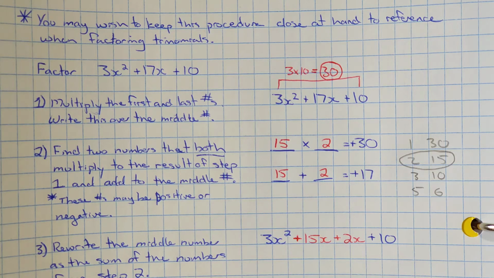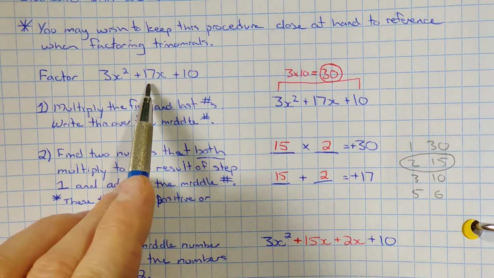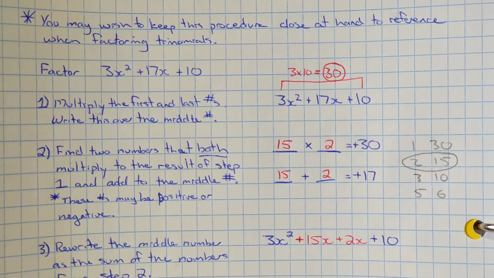So the best way to do this is to walk you through an example of it. There's not really a formula to use. It's a procedure. As long as you follow this procedure each time and practice it, you'll start to get the hang of this. So we're going to factor 3x squared plus 17x plus 10.